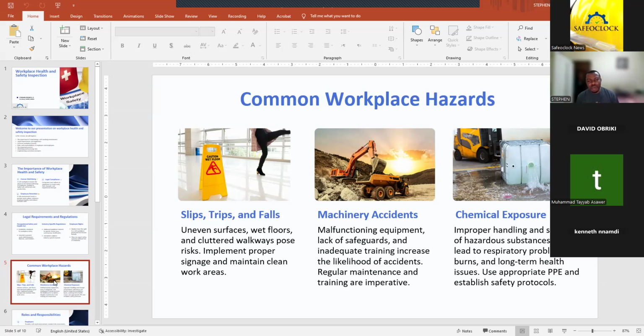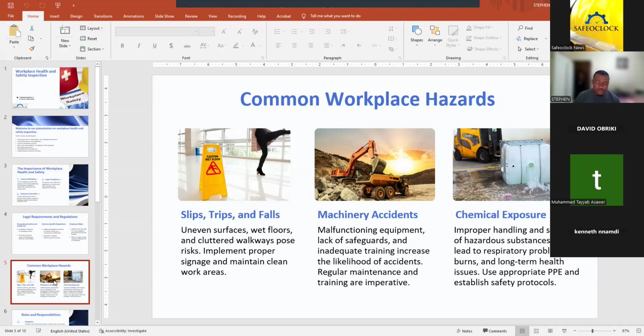So as a practitioner, we don't just preach. We need to find a way to practice it and let people feel it wherever we are, even if we are in our respective home. Then also, when you look at the machinery hazard, sometimes malfunctioning equipment, lack of safeguards, and inadequate training increase the likelihood of accidents. So it is important that regular maintenance and training are imperative, in order for people to be safe within the work site and prevented from such kind of accident and hazard.